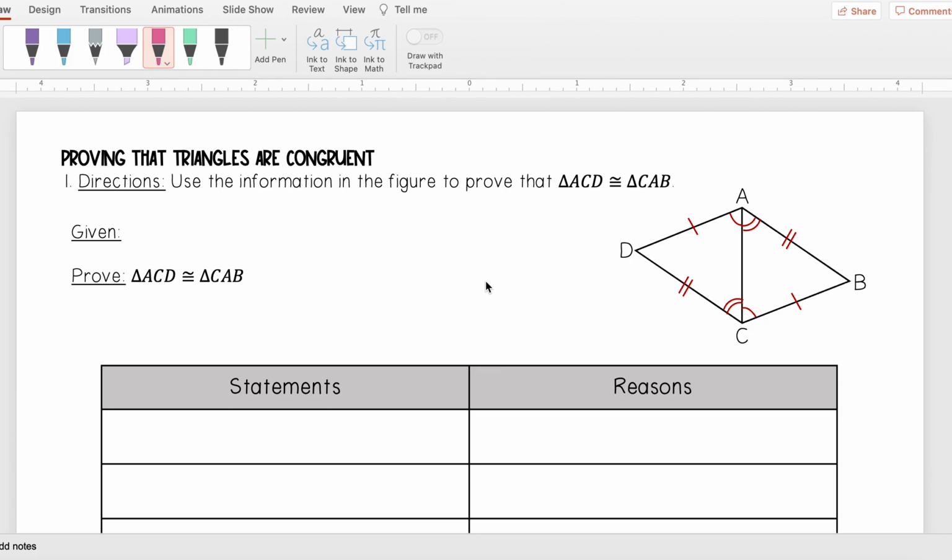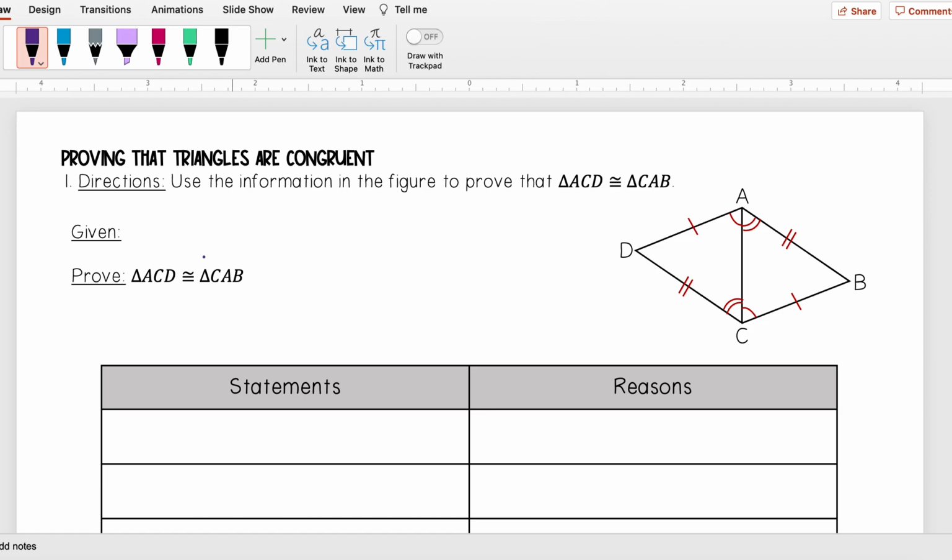Remember, to prove that these triangles are congruent, the corresponding sides need to be congruent and the corresponding angles need to be congruent. So we need to show that all three sides are congruent to another three, and all three angles are congruent to another three angles. So first I'm going to fill out this given information, and we need to pull that information from this figure. I'm going to start with the sides I know that are congruent.